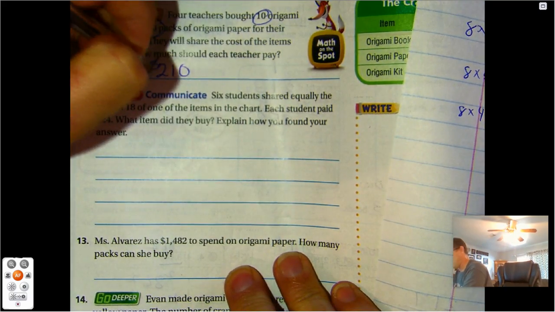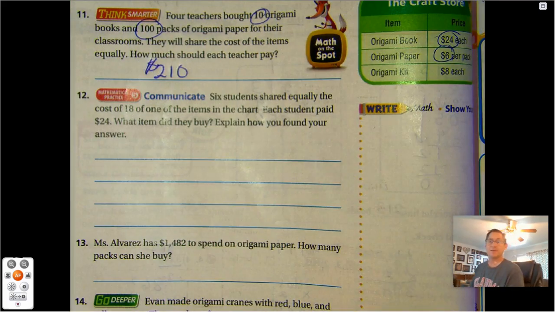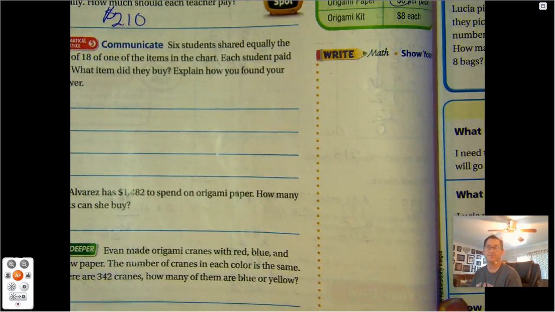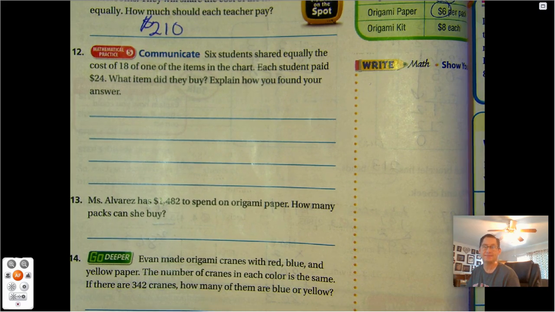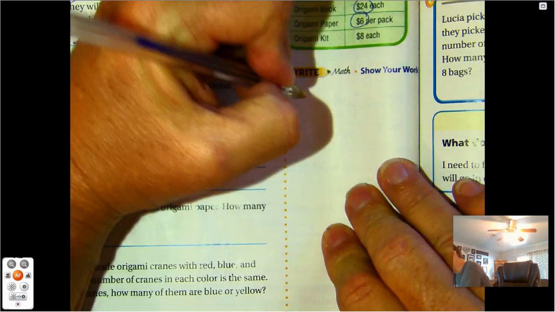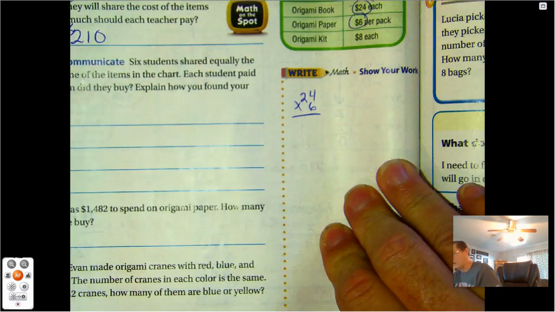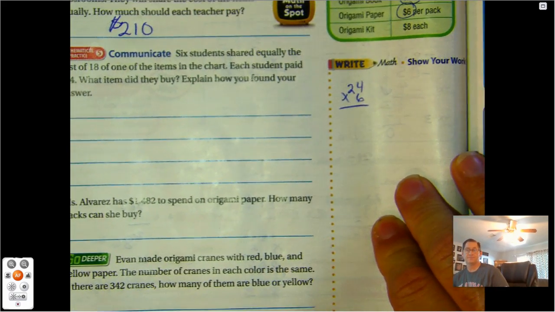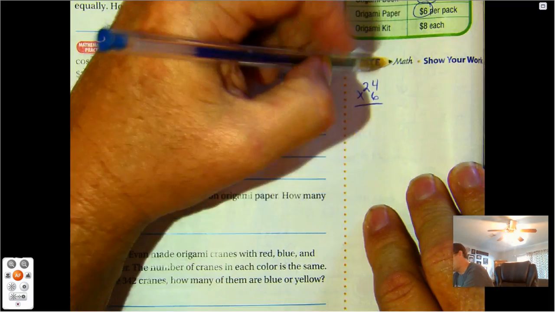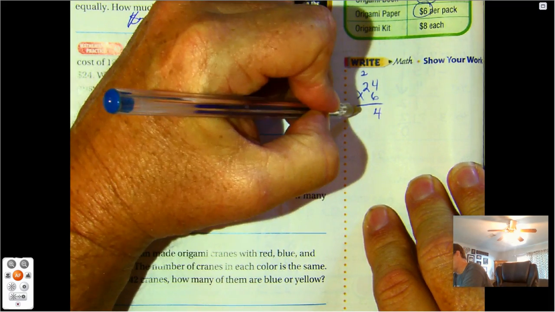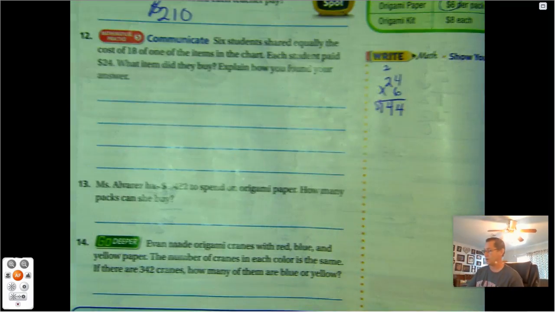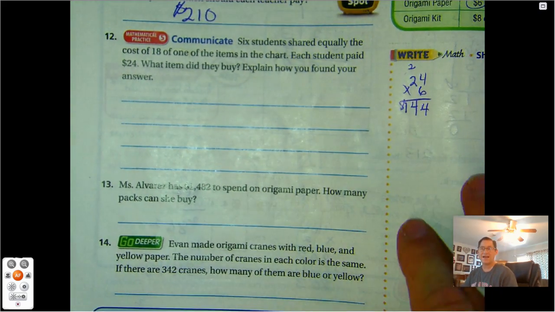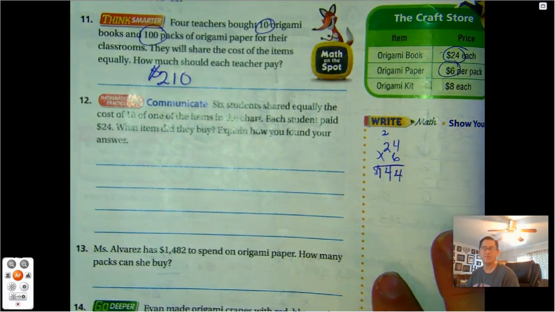Six students shared equally the cost of 18 of one of the items in the chart. Each student paid $24. What item did they buy? Well, we can figure out how much the students spent by going 6 times 24, right? That might help us get a general idea. 6 times 4 is 24. 6 times 2 is 12 plus 2 more. So they spent $144. So which item do you think they could have bought 18 of? Because it says they bought 18 of one of these items.